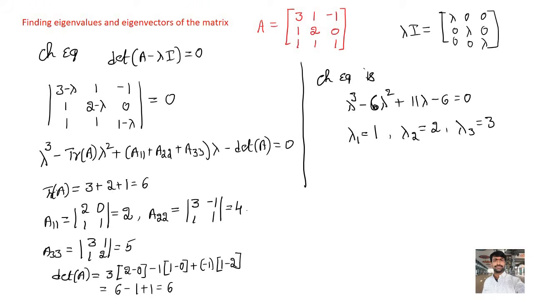So the roots of this characteristic equation are nothing but eigenvalues. Therefore, the eigenvalues of the given matrix are 1, 2, 3. Now we are done with eigenvalues. We need to find eigenvectors corresponding to these eigenvalues. Now let us see how to find.